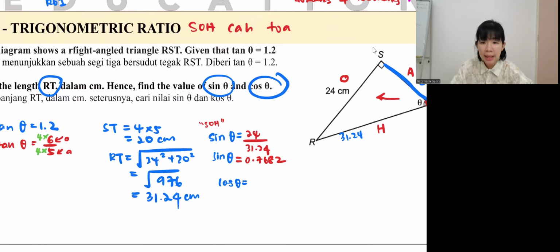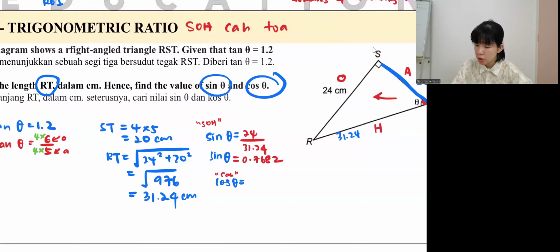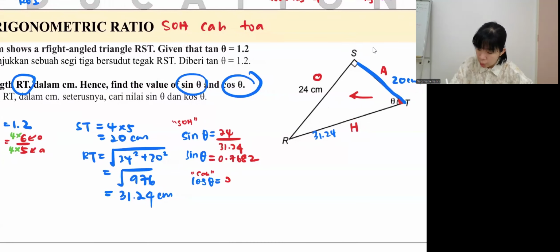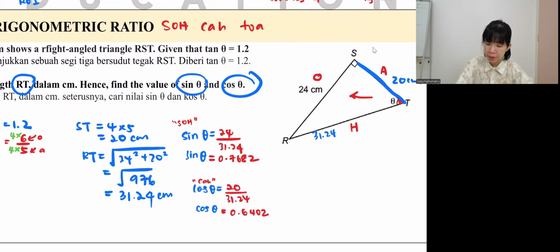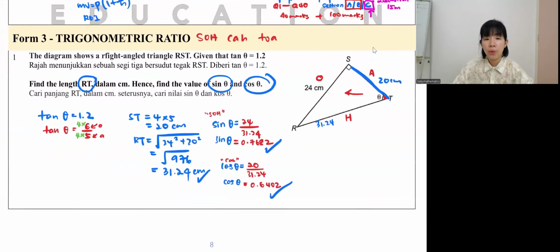Okay, cos theta. Cos is CAH, A over H. So A is 20, H is 31.24. 20 over 31.24. So our cos theta, take 4 significant figures, 0.6402. So we got all the answers already: RT, sine theta, cos theta. Okay, next.